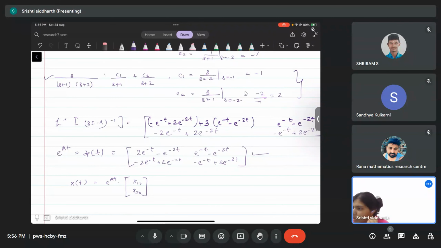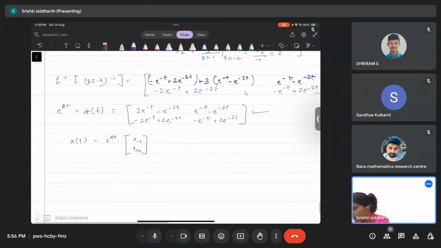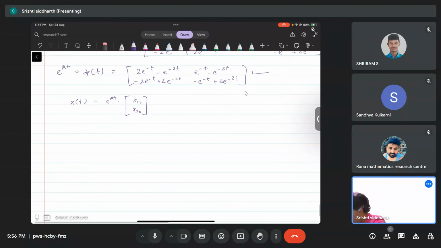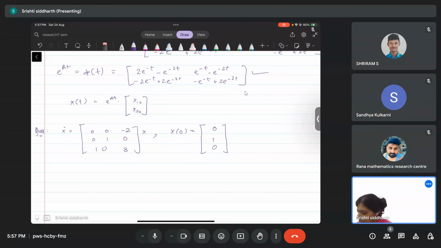Alright, let's see. State transition matrix for a third order system. Okay, so again we have a homogeneous system. So x dot is 0 0 minus 2, 0 1 0, 1 0 and 3, times x, and we have the initial state. This is 0 1 0. So we need to compute e to the power At.